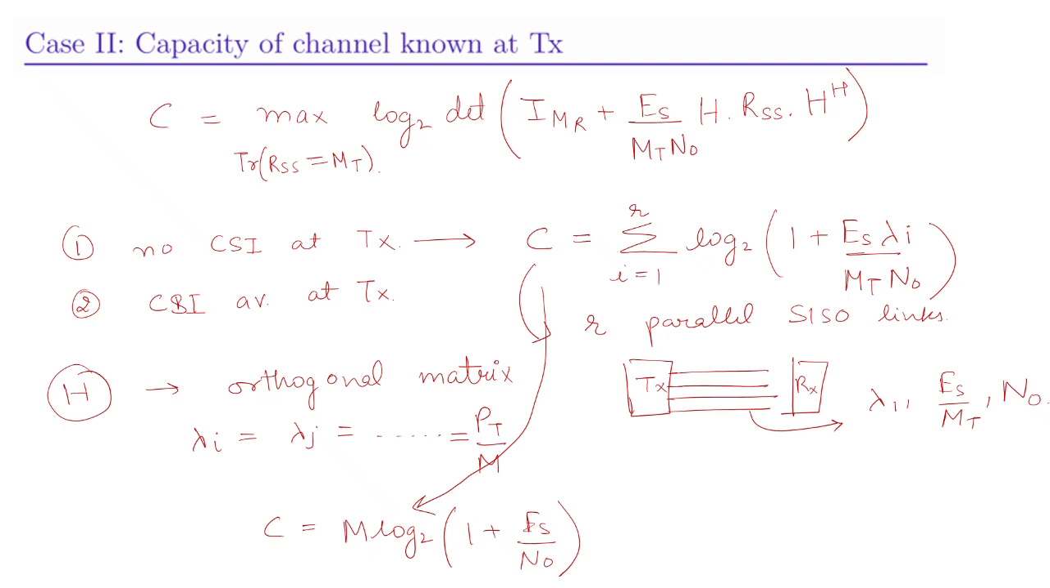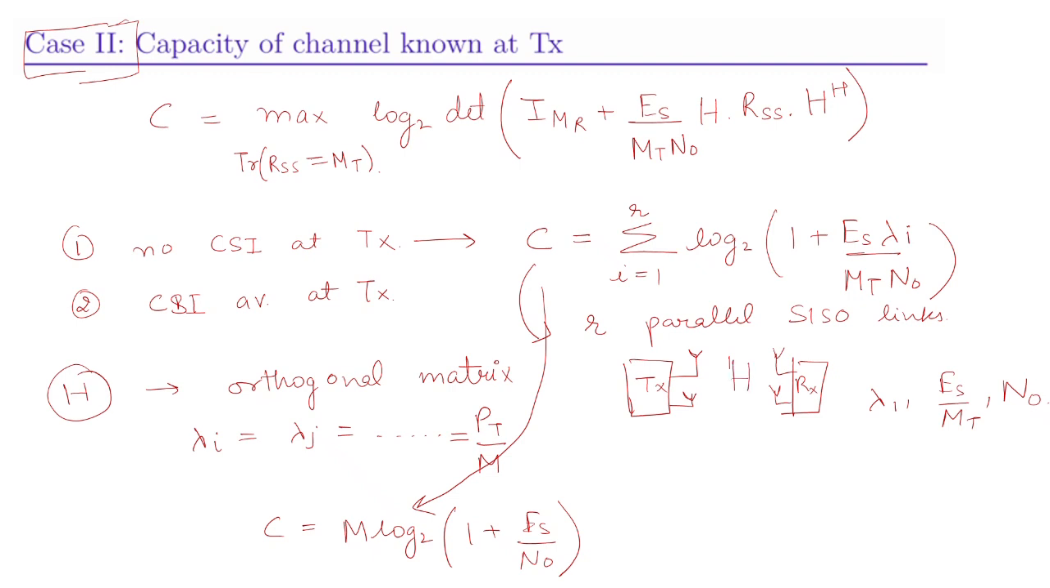So now let us go back to case 2, capacity of a channel known at the transmitter. Here what we are saying is that we have a transmitter and a receiver. Between transmitter and receiver, the transmitter has multiple antennas, the receiver has multiple antennas, and we have a channel matrix H.